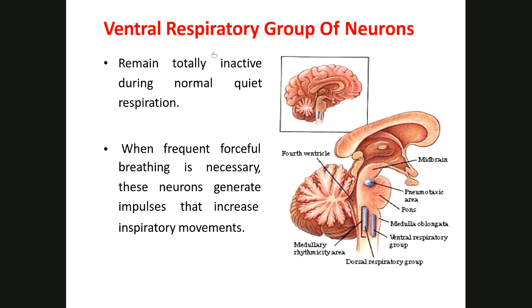Both of them are responsible for control of respiration. The dorsal group controls only inspiration, while the ventral group controls inspiration and expiration only during exercise when forceful breathing is required. So the primary control of breathing at rest is the dorsal group of neurons in the medulla oblongata.